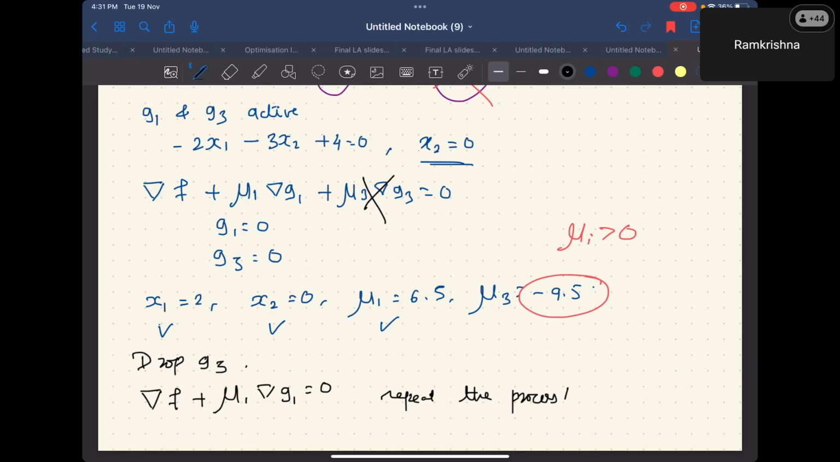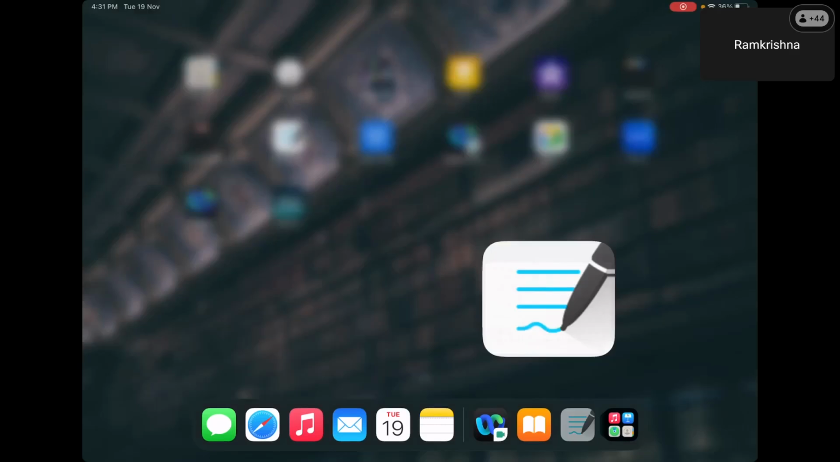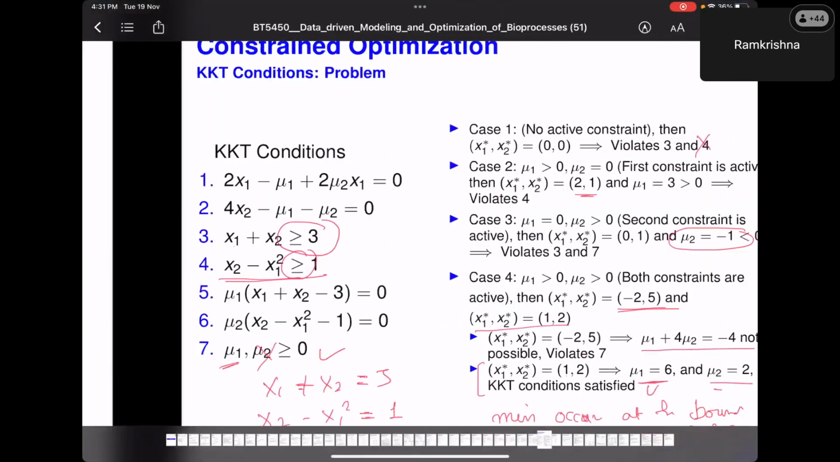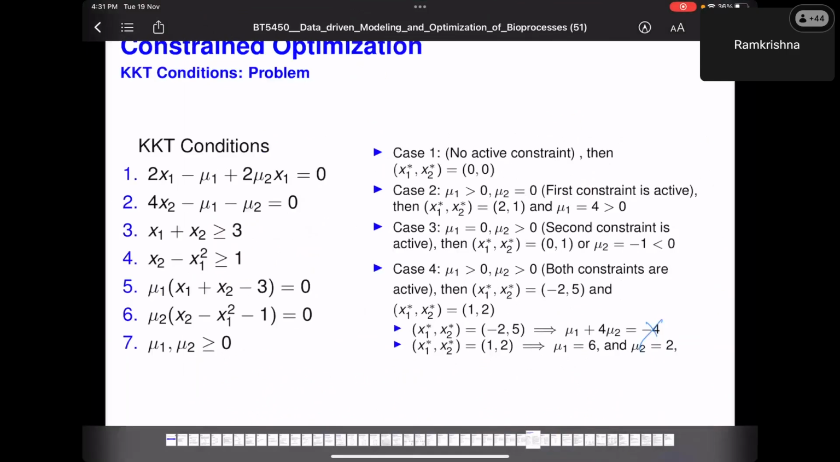So what I would like you to do, at least to understand the entire process, is try to work out at least this example by yourself. And then we can start discussing. Unless you do it by hand, you will not get the feel of what all these cases are and so on.